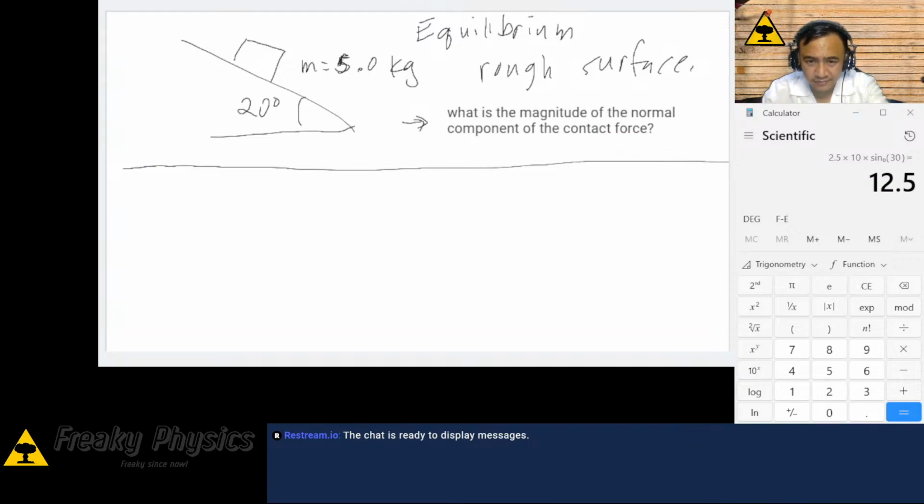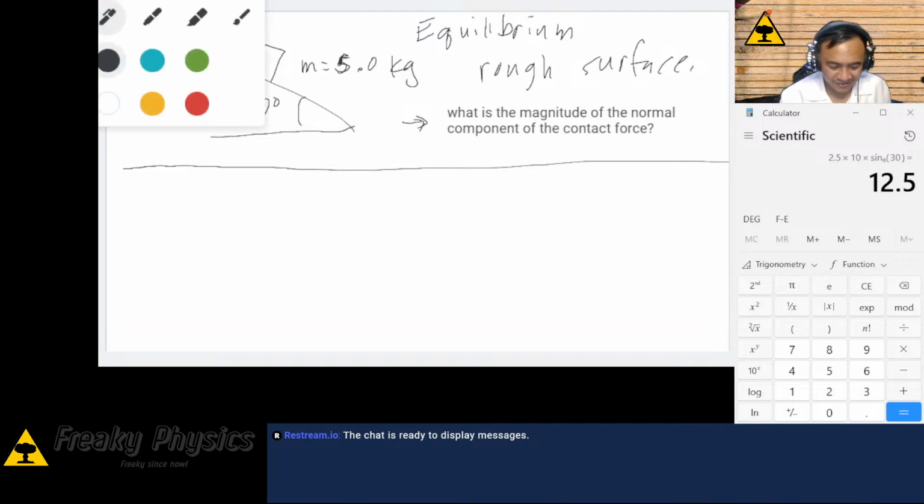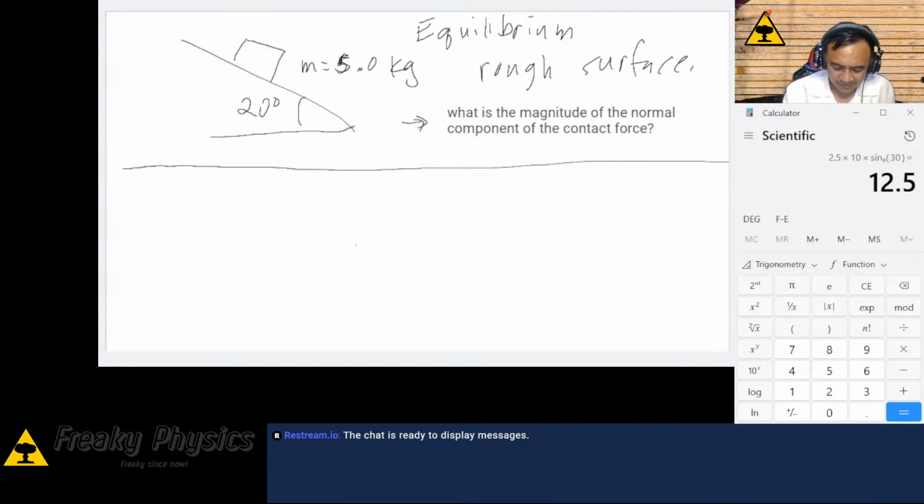Is it like 47? Okay, let's see. Yeah, I'm gonna solve this again for the stream. So let's see how it goes. So you got 47. Let's see if that's correct. Okay. So again, if we draw the diagram, I'm gonna draw the diagram right there.